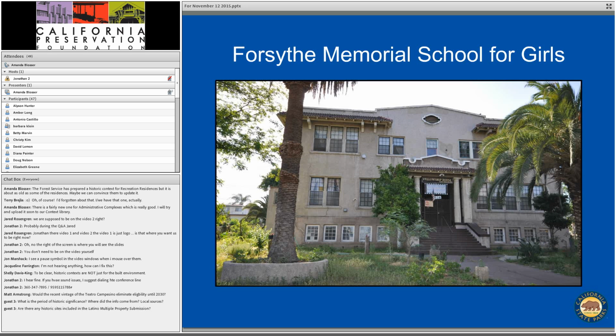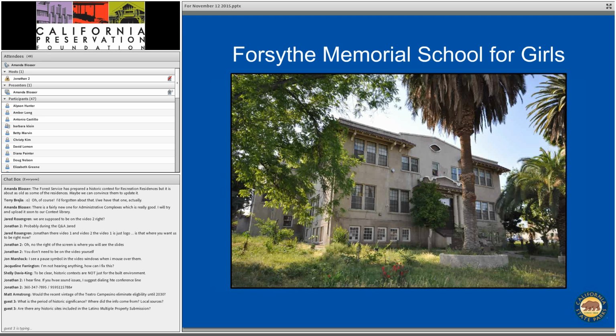And then finally this Forsythe Memorial School for girls, which is significant under the context of Latinos making a life and religion and spirituality. So constructed in 1944 and operated until 1934, it's a rare surviving representation of Americanization attempts made by Protestant denominations to homogenize Mexican-American culture in Los Angeles.